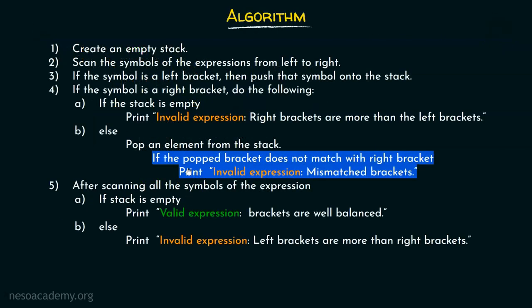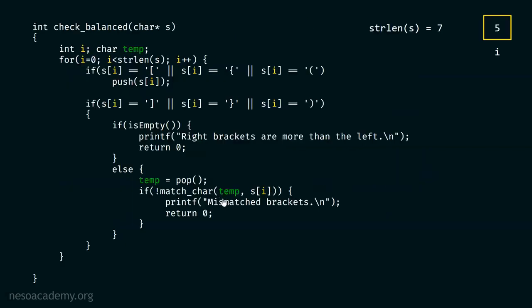As simple as that. After this, we must check this. If the popped bracket, the bracket which we have popped, does not match with the right bracket, then we must print this message, invalid expression, mismatched brackets. This means that we need to check this condition. If not match char temp comma si, then print mismatched brackets and return 0 from this function. Okay. If it is the case that the temp is not matching with si, then we must print this message mismatched brackets. Okay. And we must return 0 from this function.